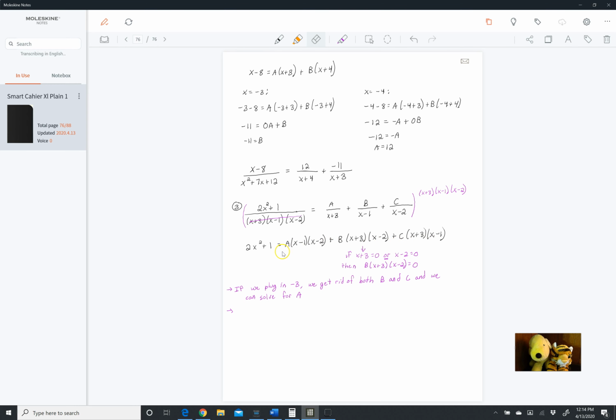So what we get here is if we plug in 1, we get rid of a and c, so we can solve for b.